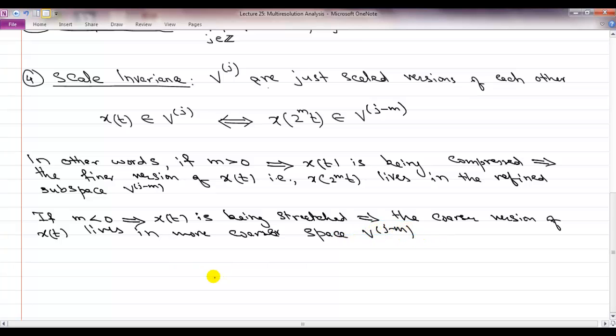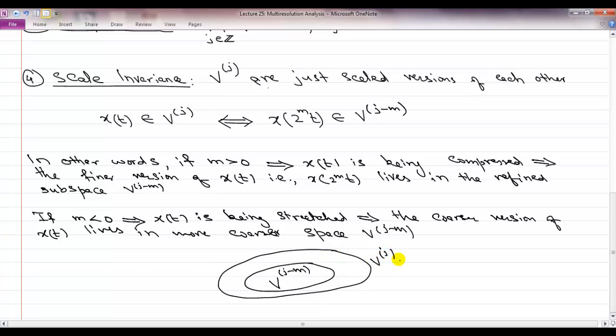Okay? So if m is 0, then what you have is that V of j minus m is a subspace that lives in V of j, right? So when we stretch signals, they live in the smaller subspace, and when we compress signals, they live in the bigger subspace. Okay?